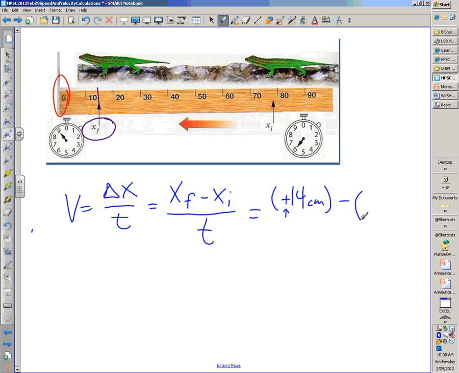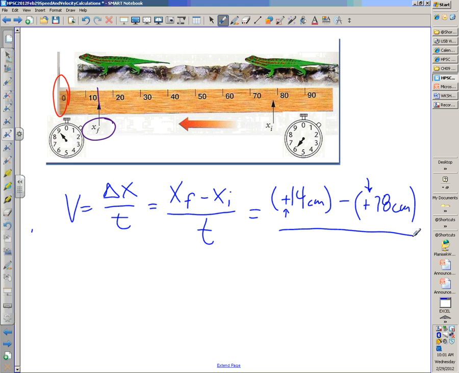Minus the initial position. 78. Once again, what side of the reference point are we still on? We're still on the positive side, so it's positive 78 centimeters. Final minus initial. So, let's answer the questions.